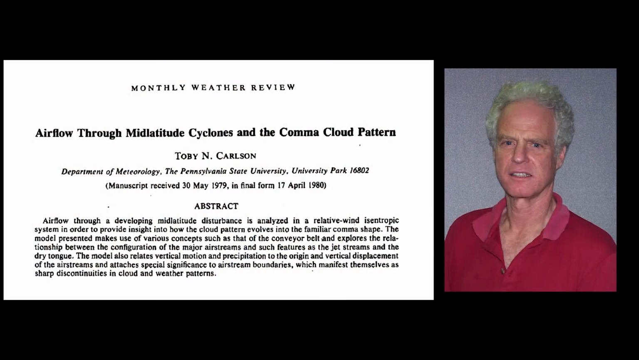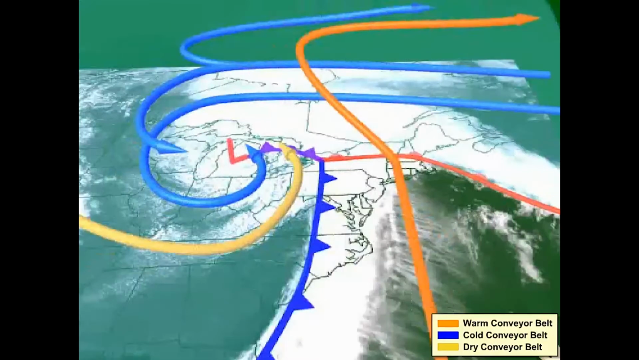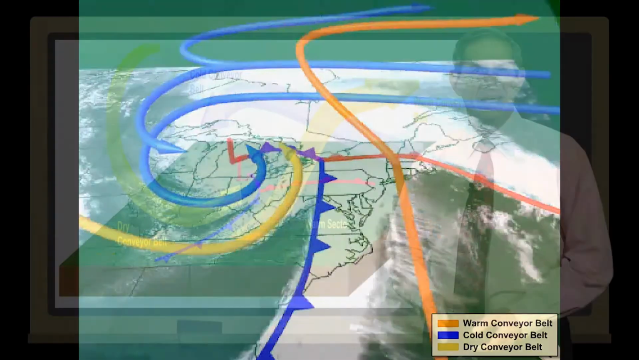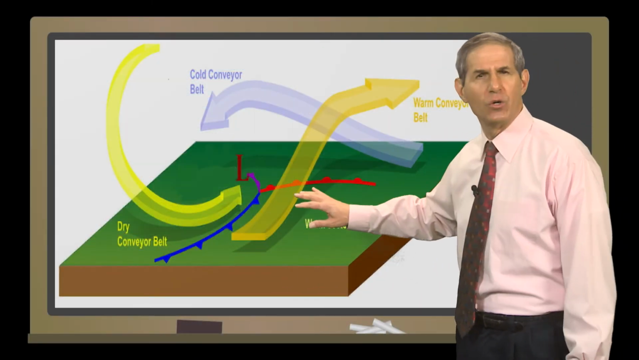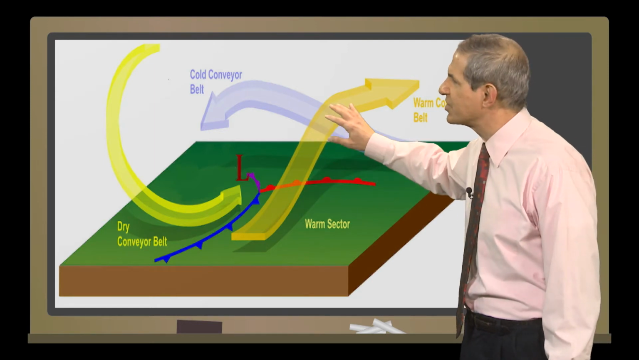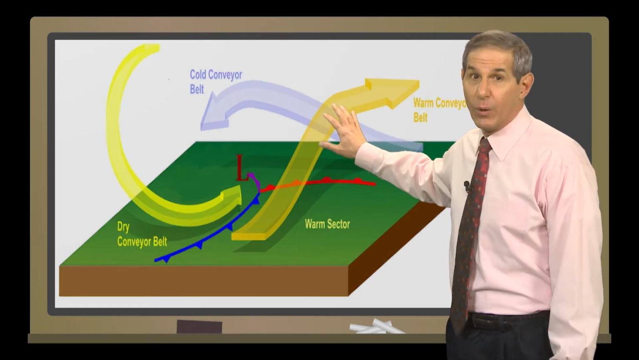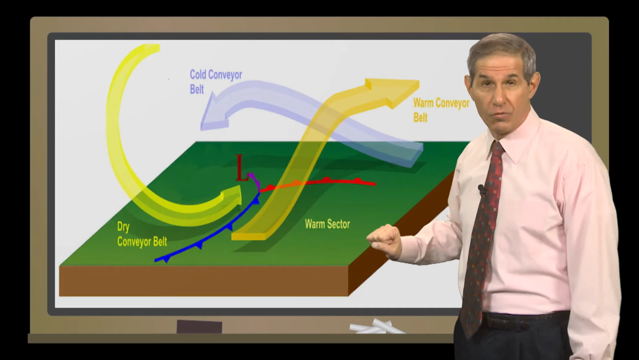A different model was proposed in 1980 by Penn State professor Dr. Toby Carlson. He suggested visualizing a mid-latitude cyclone as a three-dimensional system of three distinct coiling air streams called conveyor belts. Now, the warm conveyor belt originates in the warm sector and transports warm, moist air northward, where it eventually rises up and over the colder air.